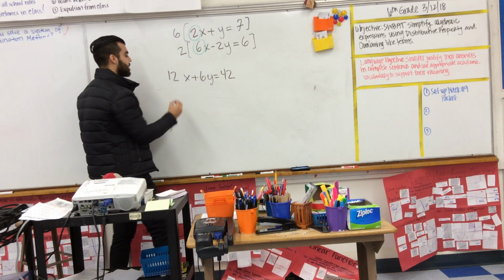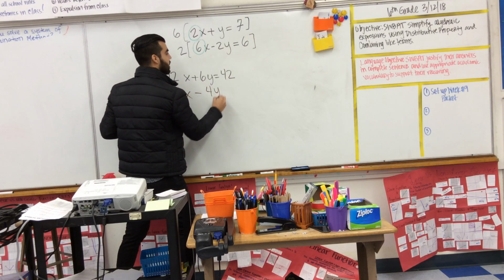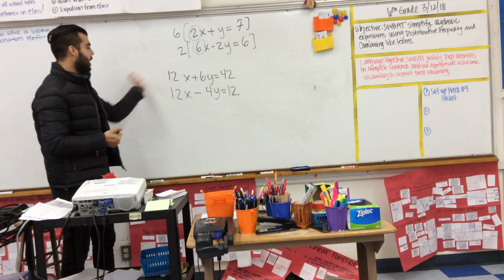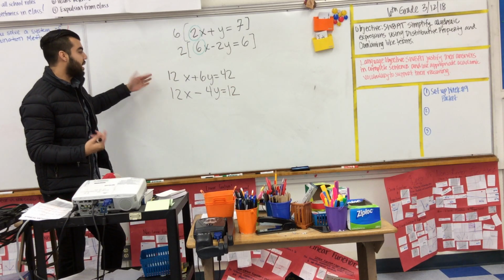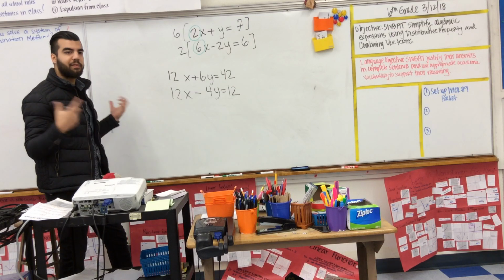And then for your second equation, you get 12x minus 4y equals 12. Now that you've multiplied everything, go ahead and check. Now do I have anything that eliminates? If not, we're going to do what we did last week. We're going to force it.